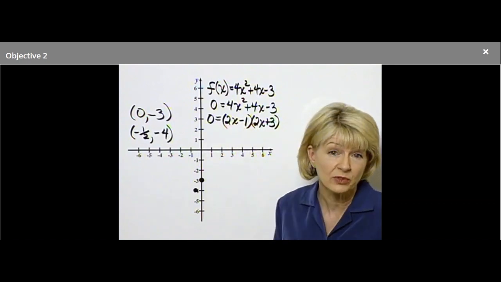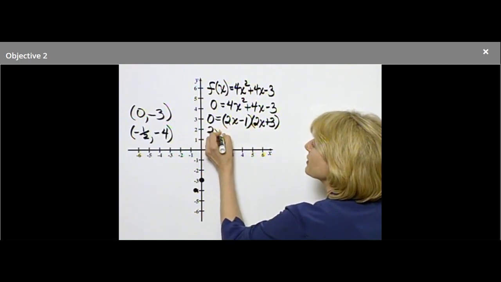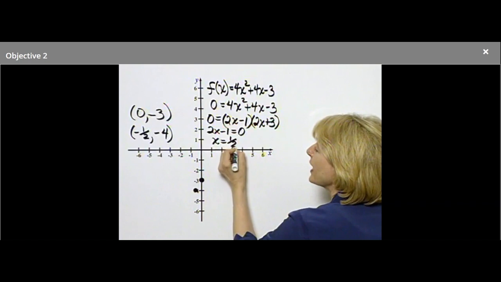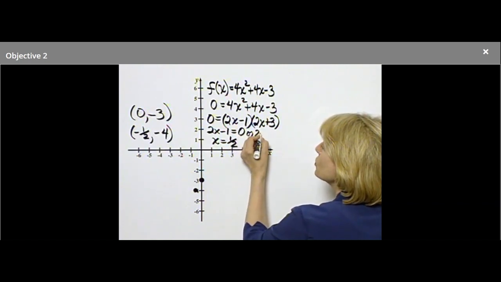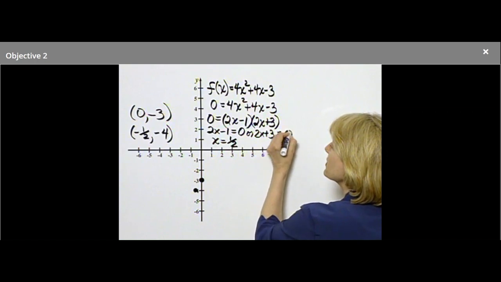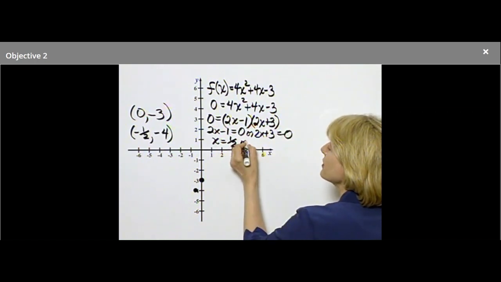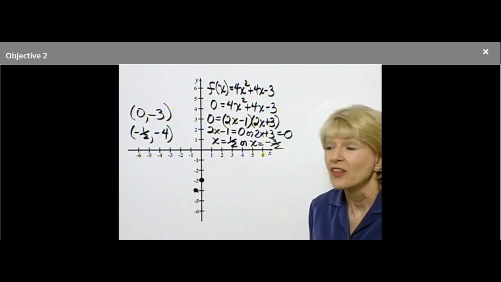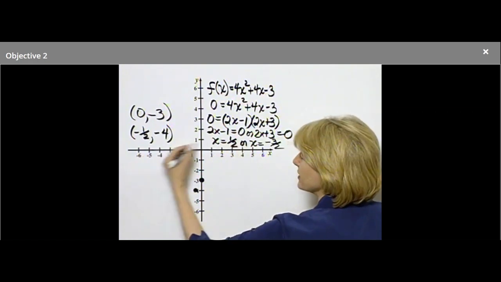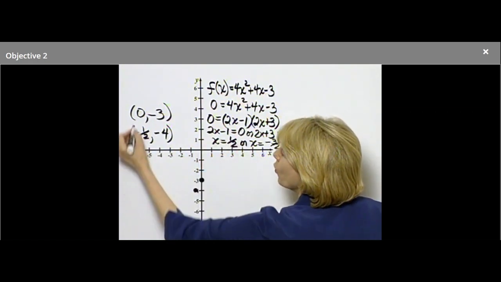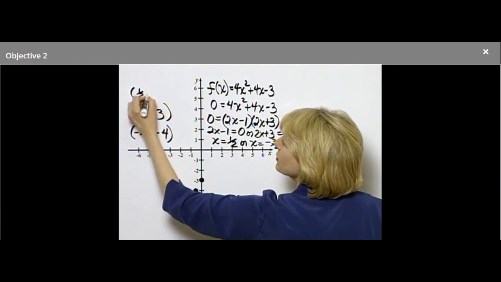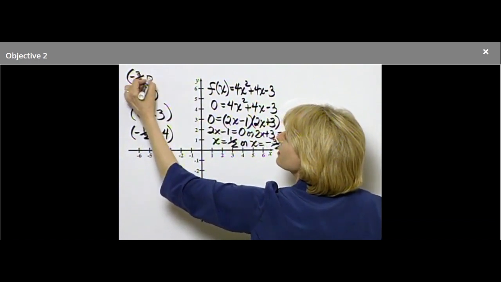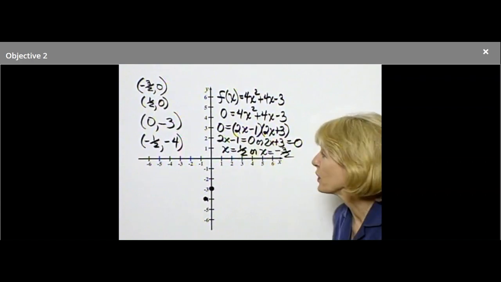You do next, you what? Set each factor equal to 0. So 2x minus 1 is equal to 0. Solve that, you'll have 1/2, or 2x plus 3 equals 0. If you solve that for x, you'll have x is negative 3 over 2. Those are my two x-intercepts. So they are what now? 1/2, 0, and negative 3/2, 0. There we go.